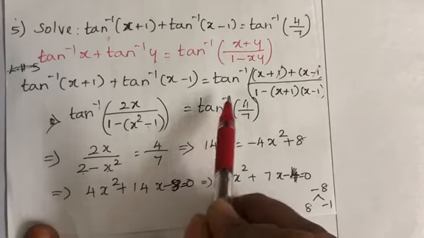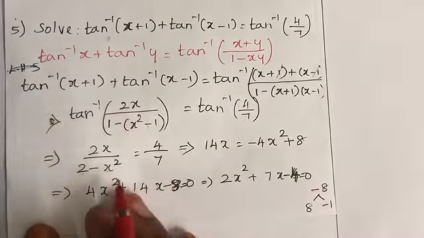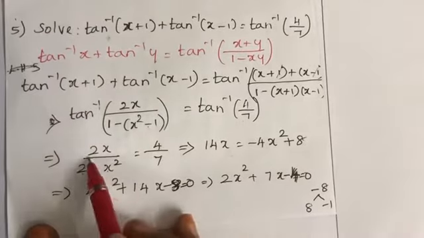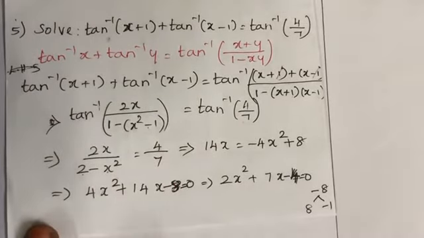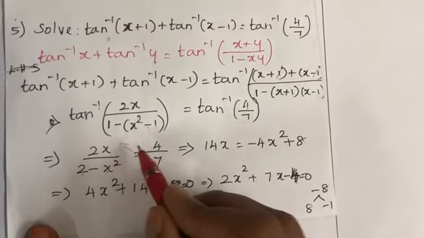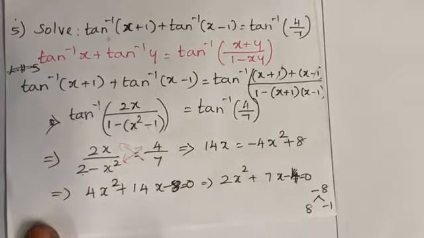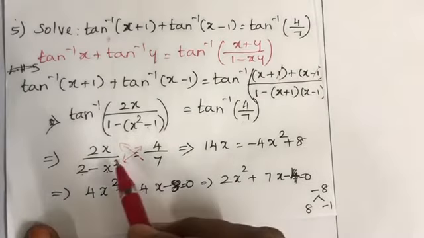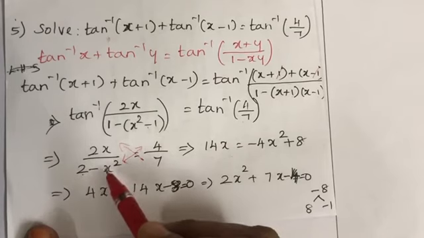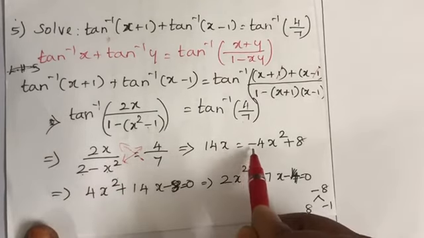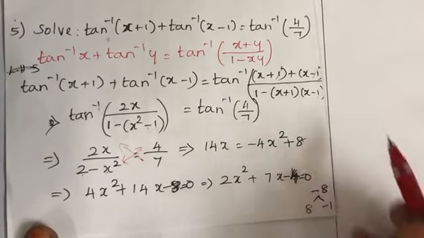Tan inverse of 2x divided by 2 minus x square is equal to tan inverse of 4 by 7. When we are taking the values alone without inverse, it is 2x by 2 minus x square is equal to 4 by 7. Now we can cross multiply. We have to solve it, right? So to make it a quadratic equation, we can cross multiply. That is 14x. Here while multiplying, minus x square into 4 is minus 4x square, 4 into 2 is plus 8.